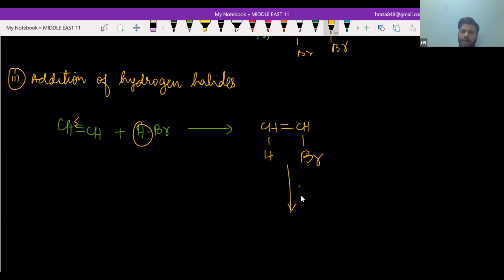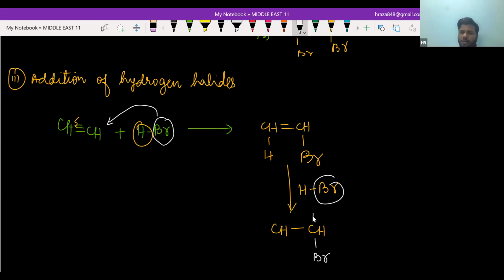Again, you have to add HBr to make a single bond, a saturated hydrocarbon, CH single bond CH. One of the hydrogens, bromine will be repeated on the carbon. You have to be focused that if you added this bromine to this carbon, you have to add the second bromine to the same carbon. Bromine was here, so you have to add this bromine to here, and hydrogen, you can see here two hydrogens already, so this hydrogen will go to this hydrogen. Is this clear, Saif?